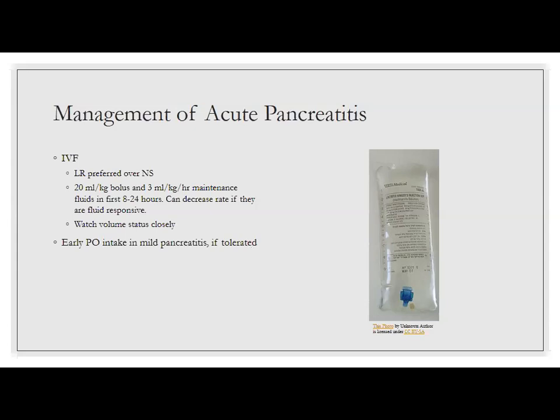In years past, we were very strict about being NPO when patients had pancreatitis. Now we've softened that rule. We should be encouraging early PO intake in mild pancreatitis if they're tolerating it, if they're able to eat. And then enteral feeding is preferred over parenteral.